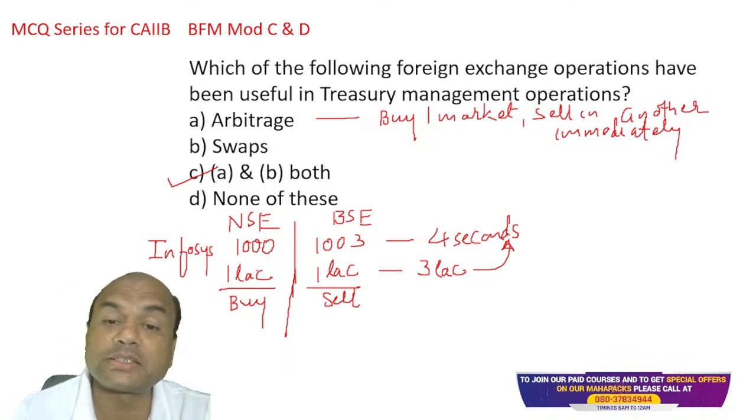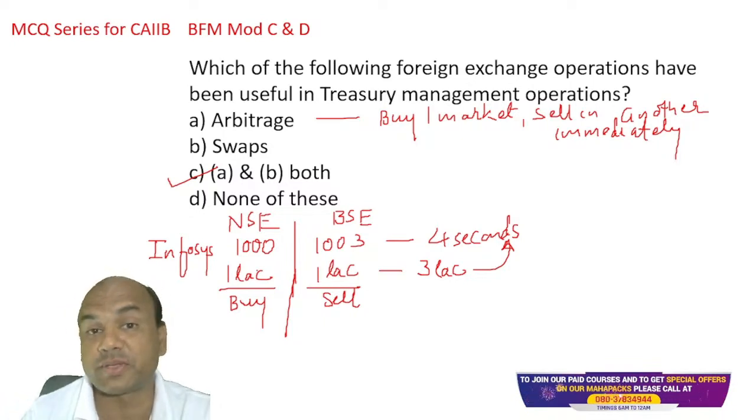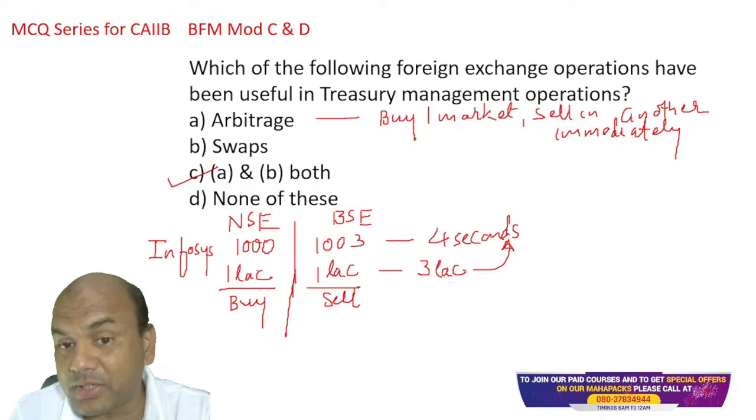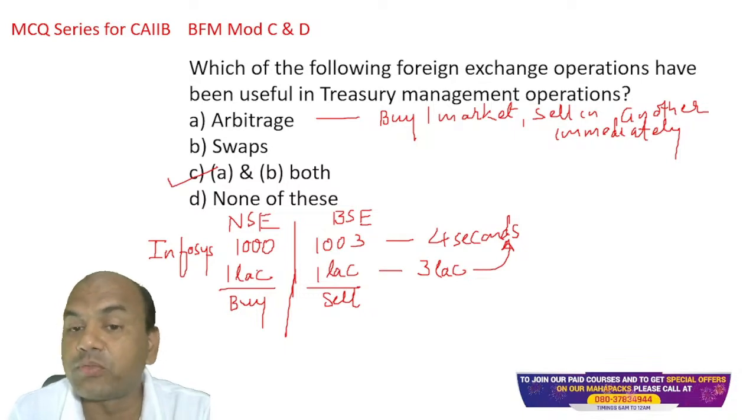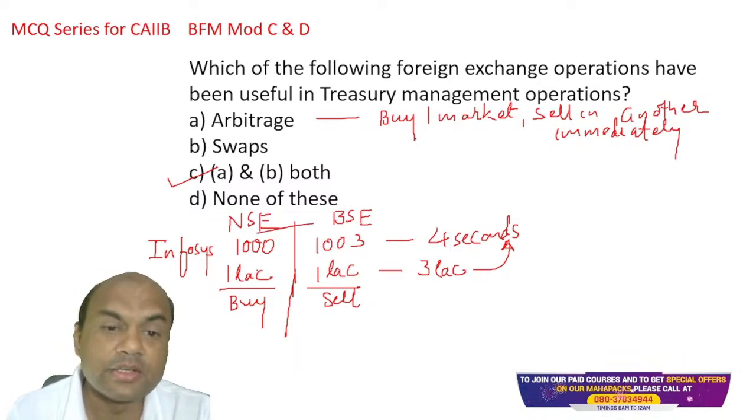That's why arbitrage is the most important and the safest transaction, but safest subject to the timelines. If you are able to follow the timelines, then it's safe. If you are not able to follow the timelines, you are gone. So that is arbitrage.